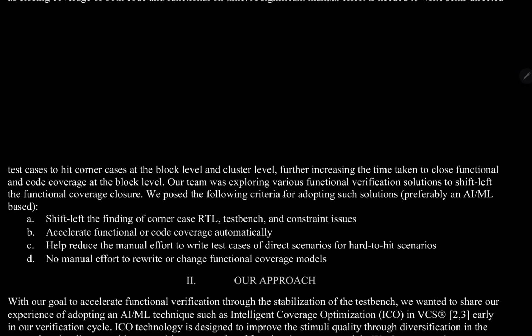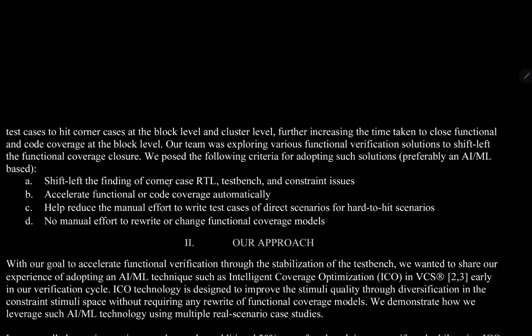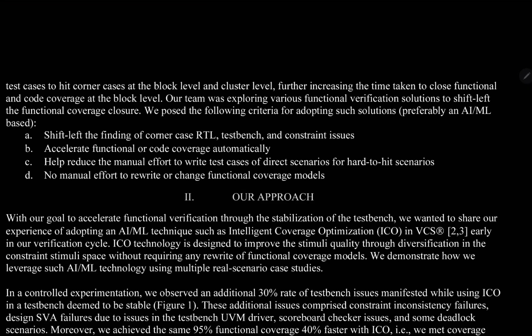Our team was exploring various functional verification solutions to shift left the functional coverage closure, so we posed the following criteria for adopting such solutions, preferably AI/ML based. A. Shift left finding the corner case RTL, testbench, and constraint issues. B. Accelerate functional and code coverage automatically. C. Help reduce the manual effort to write test cases for direct scenarios for harder to hit scenarios. D. No manual effort to rewrite or change functional coverage models.